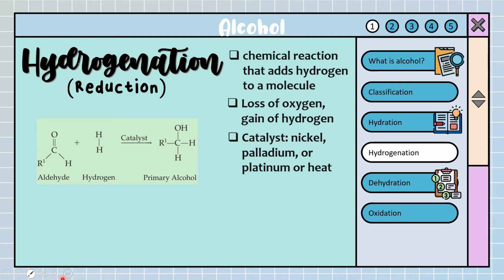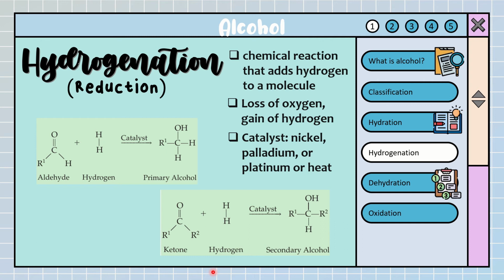Let's have an example here of an aldehyde. So this is our carbonyl group. What happens here is that the double bond of our carbonyl will be broken down into a single bond, allowing the hydrogen atoms to be bonded. So it is considered a reduction as it lost oxygen while gaining hydrogen. As a product for our aldehyde, we have the primary alcohol.